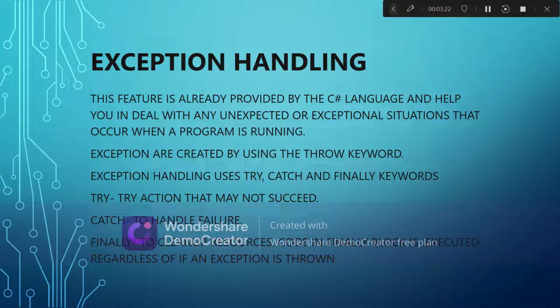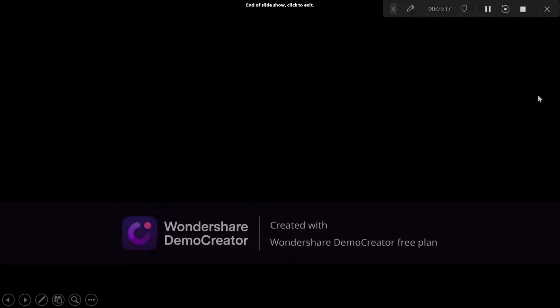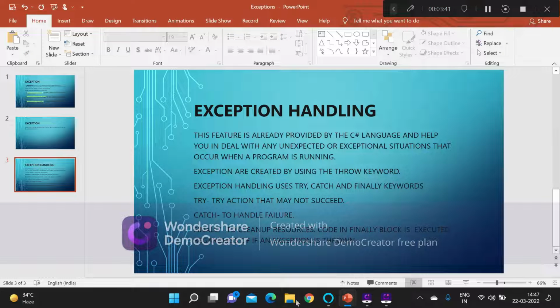And what is the finally block? The finally block is basically used to clean up resources. Code in the finally block is executed regardless of whether an exception is thrown or not. I will show you the divide by zero exception with an example.